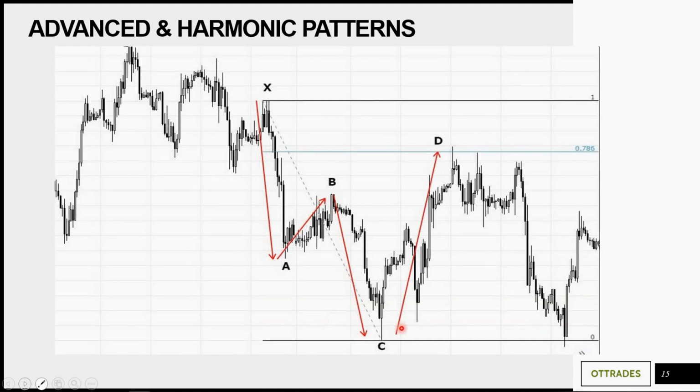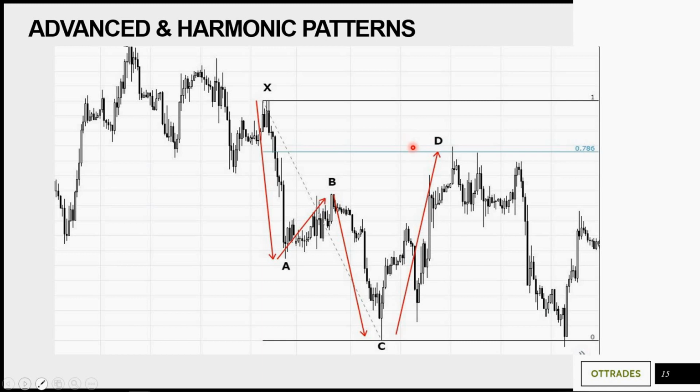Finally, we've got the D point, which marks the completion of this pattern. The D point completes the pattern at the 0.786 retracement of X to C. So this is the swing down from the swing high to the C point, the swing low, not taking into consideration the A to B leg again. We're ignoring the A to B leg. From the swing high, the X point, to the swing low, the C point, we get a 0.786 retracement, which forms the completion of this pattern.